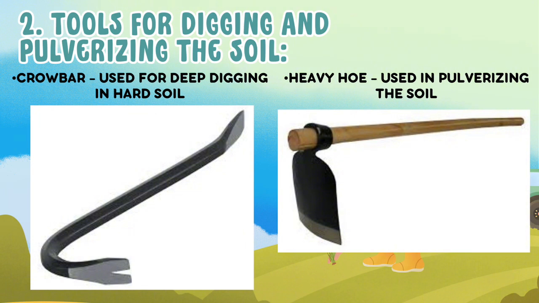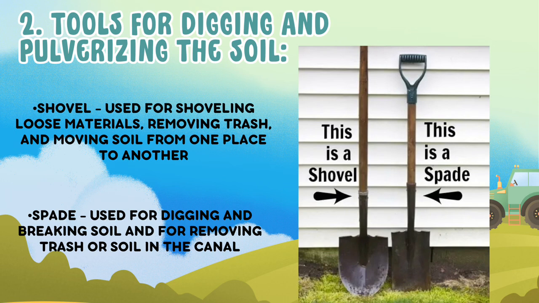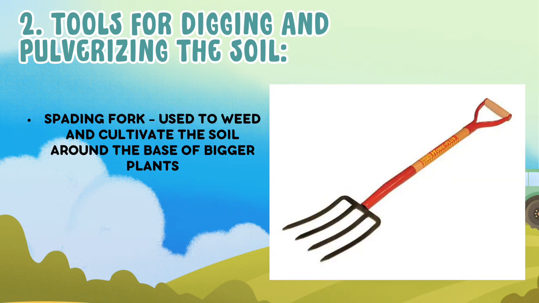For tools in digging and pulverizing the soil, we have crowbar, used for deep digging in hard soil. Next is heavy hoe, used in pulverizing the soil. Next is shovel, used for shoveling loose materials, removing trash, and moving soil from one place to another. Next is spade, used for digging and breaking soil and for removing trash or soil in the canal. Spading fork, used to weed and cultivate the soil around the base of bigger plants.